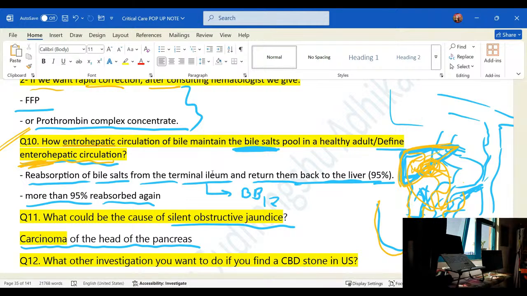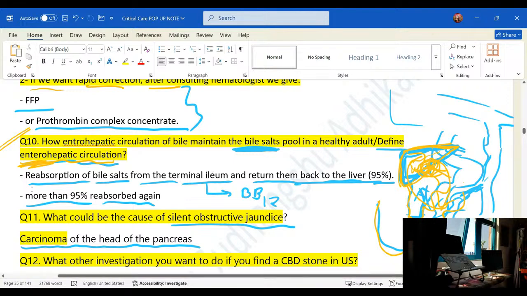Reabsorption of the bile salt. Enterohepatic circulation means they are asking about the bile salt, not the bilirubin. Reabsorption of the bile salt from the terminal ileum and return back to the liver is called enterohepatic circulation. More than 95% of the bile salt is reabsorbed again.